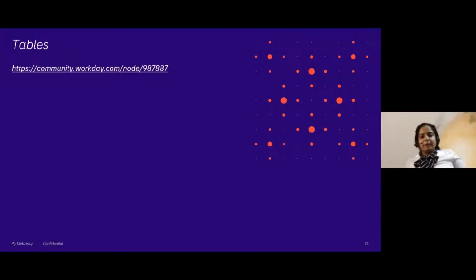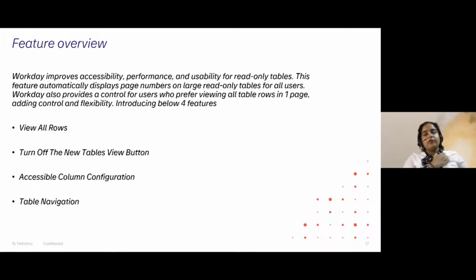Moving to tables. Now tables help us to view things in a much nicer way. So we always want to have a good view. The users always want to view tables in a more professional manner where they can make analysis of whatever they want at their fingertips. So Workday improves the accessibility, performance, and usability for only read-only tables. This feature automatically displays the number of pages.